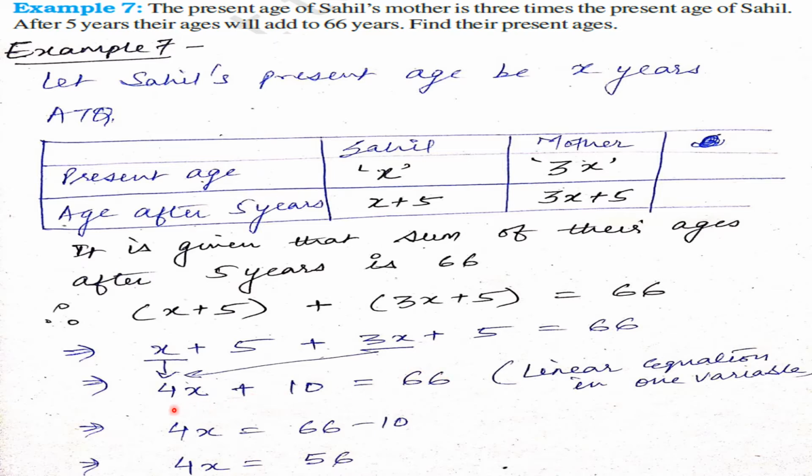Now, we have got our linear equation in one variable. It is the same process now. Cover the variable part and see which part is remaining, that is 10. So first of all, we will take this 10 to the right hand side. It becomes 4x equal to 66 minus 10. Because it was plus over here, it becomes minus here. We got 4x equal to 56.